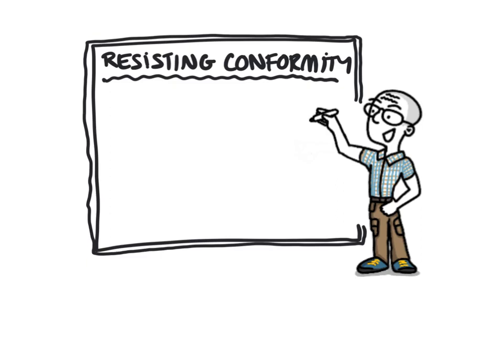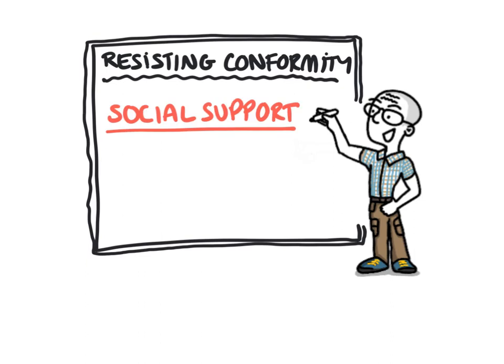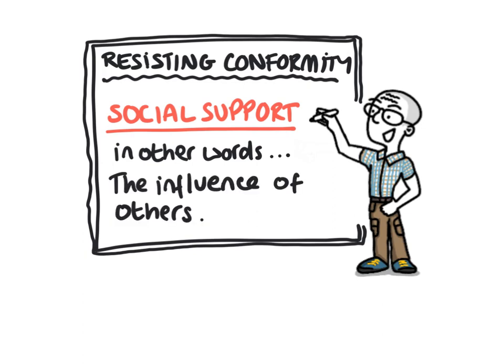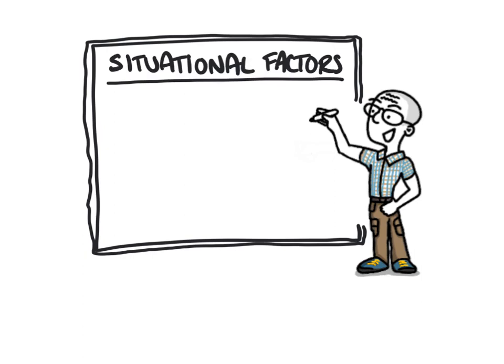Resisting the pressure to conform. The key term here on the specification is social support, i.e., how the actions of others influence our ability to resist the pressure to conform. Firstly, we'll consider situational factors. The role of nonconformist allies.